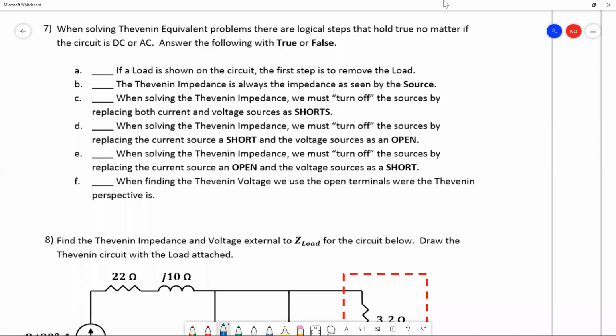Hello. So for this one, we're going to be going over problem 7 of the EE301 review packet for 12 weeks. So I'm just going to go through these true or false questions, and we're going to talk about why the answer is the way it is.